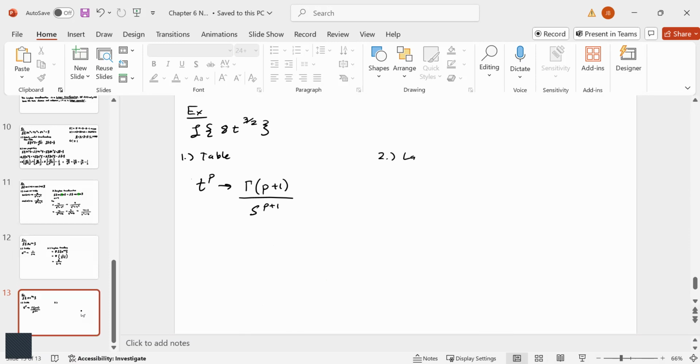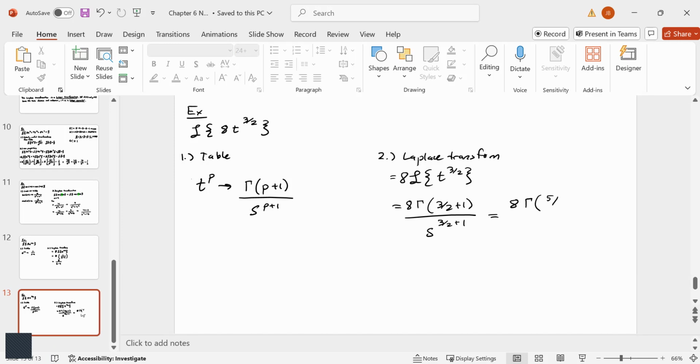And then step 2 is Laplace transform. So Laplace transformation, I'm going to factor out the 8. t to the 3 halves. And then that's going to be equal to the gamma function times 3 halves plus 1 over s to the 3 halves plus 1, which if you wanted to simplify, you could write it as, I believe, gamma of 5/2 over s to the 5/2. And that's it. It's just one of those questions where you just got to know the formula.